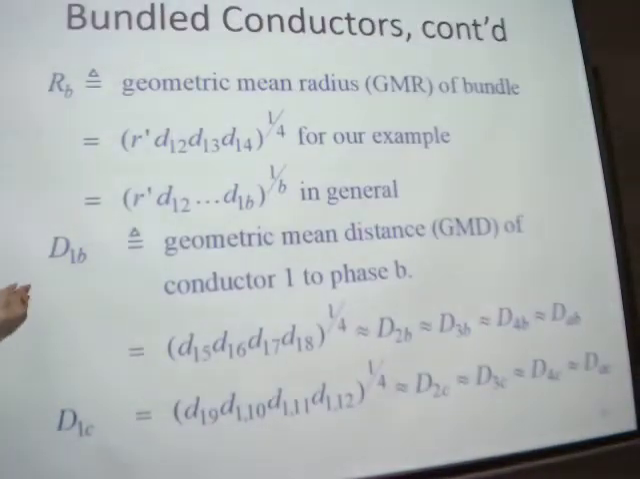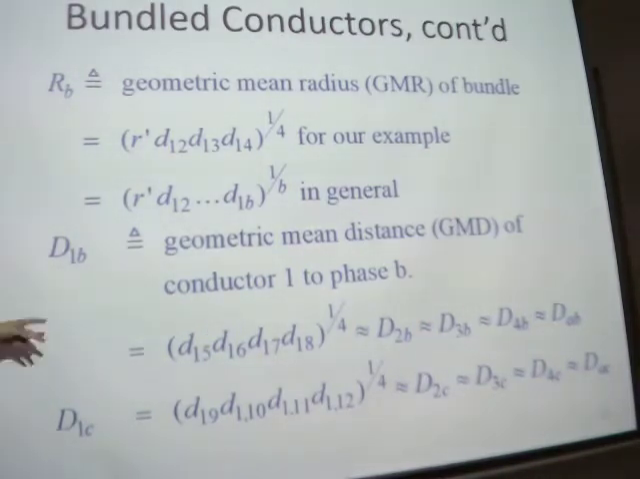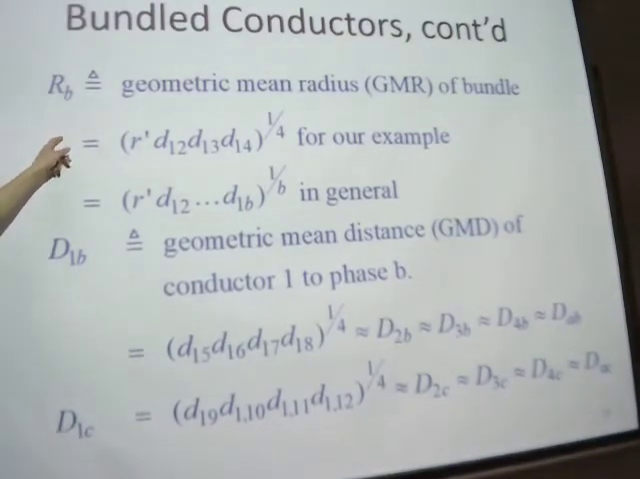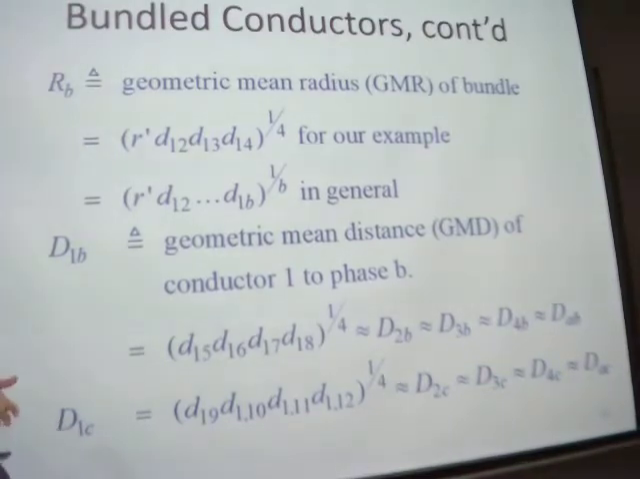Here are two commonly used expressions of the radius, the GMR and the GMD. We want the geometric mean radius and the geometric mean distance from this A to this B, which are quite commonly used in bundled transmission lines. So there are two expressions, a GMD and a GMR. You can find them in your textbook or search online to get these expressions.